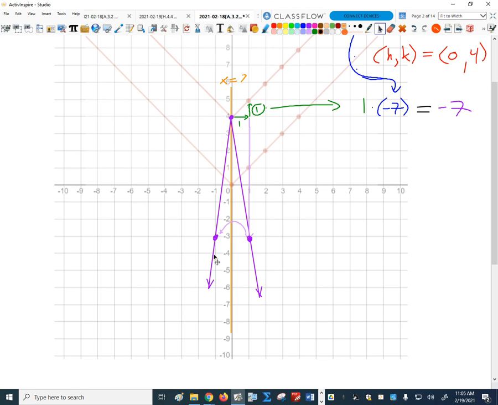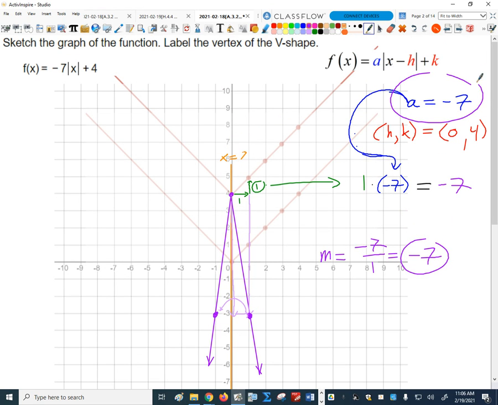On my final purple graph here, if I make a slope triangle, look what happens. I'm going to rise by -7, and I'm going to run by 1. Look at the slope. Is that an accident? No. That's the value of A, right? The slope of the right leg is always equal to A for an absolute value graph.